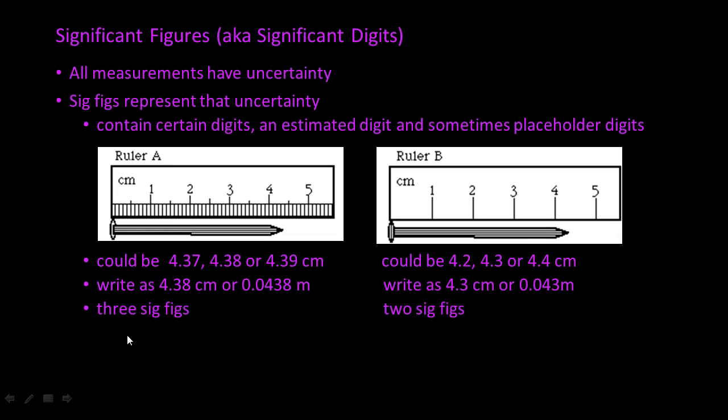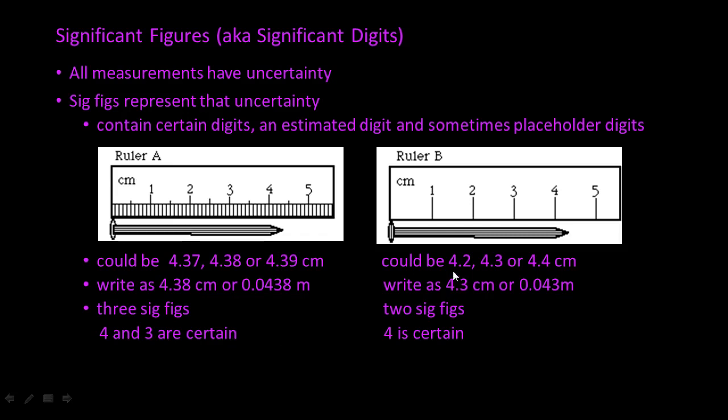So if we take a look at this in terms of significant figures, this number 4.38 or 0.0438 meters is written to 3 significant figures. This number 4.3 or 0.043 is only written to 2 significant figures. Now let's break down these figures. In the case of ruler A, the 4 in the ones digit and the 3 in the tenths digit are certain. We know what they are, no doubt about it.